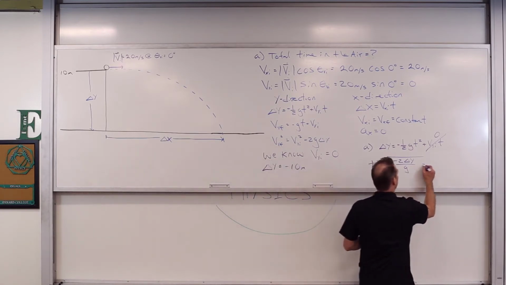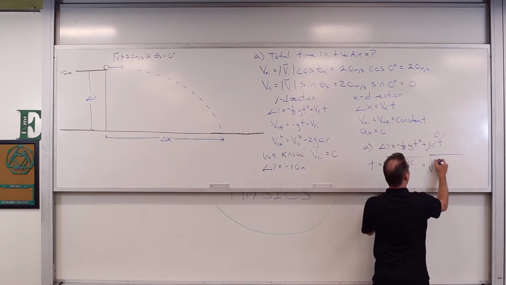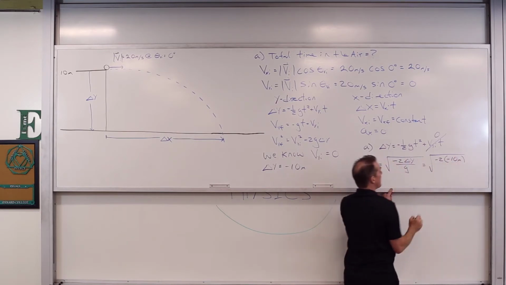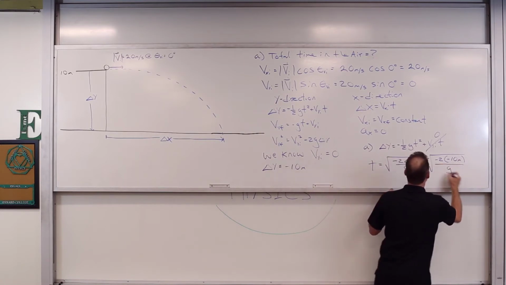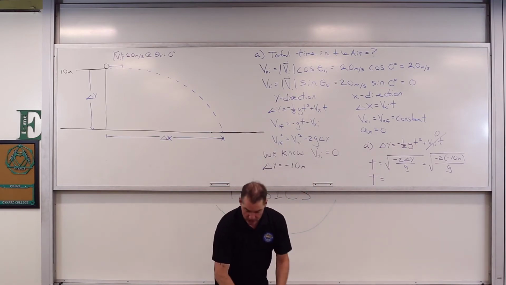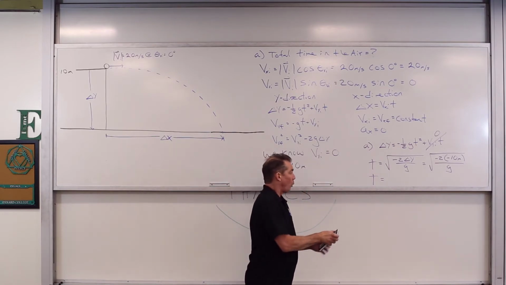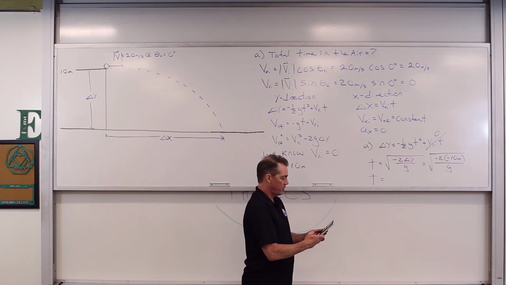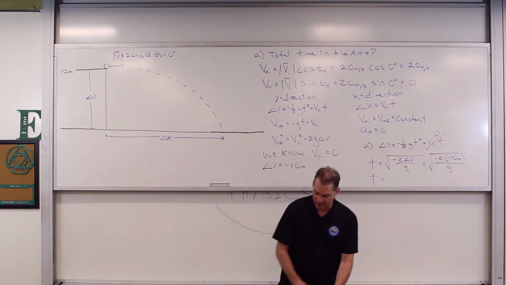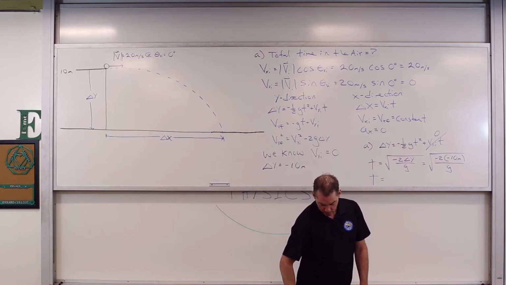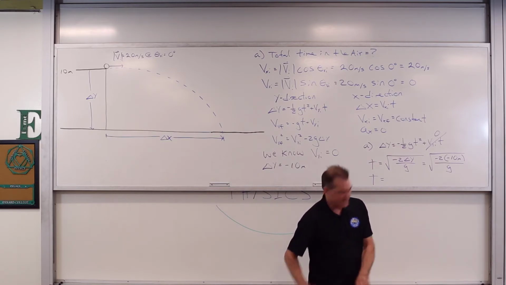So this is the square root of -2 times, well, delta y is -10 meters, divided by g. Gives us time in the air being equal to the square root of 20 divided by g. Square root of 20 divided by 9.8 gives us 1.42857. We'll call it 1.4286. That's what we'll say.